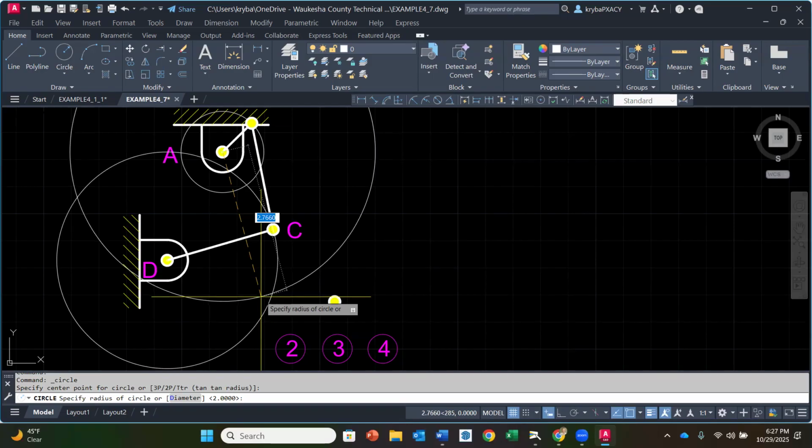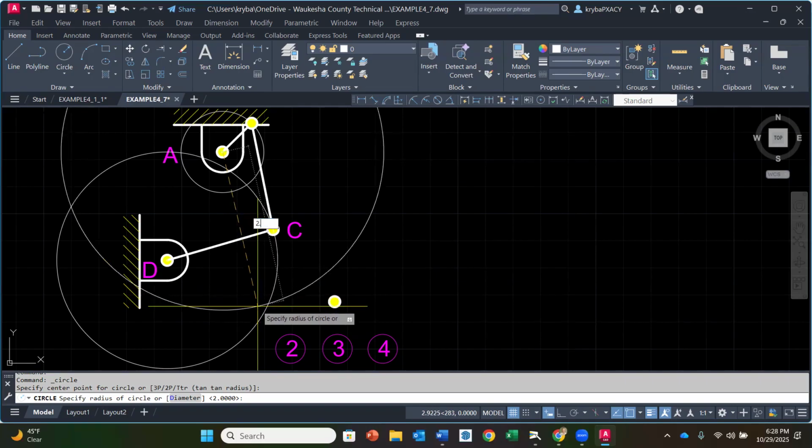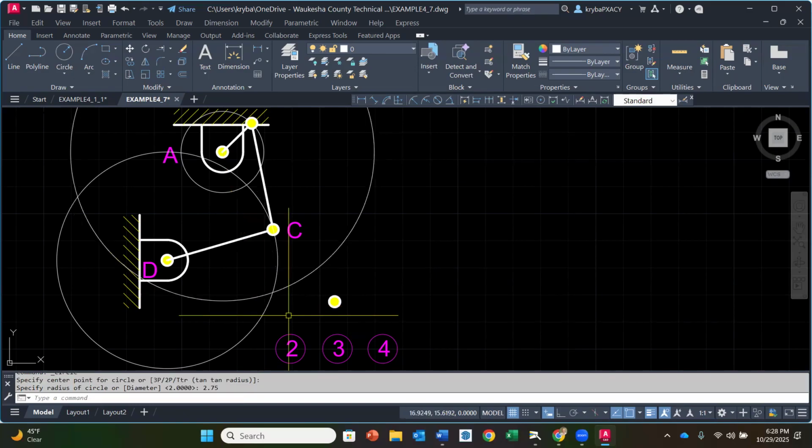0.75. How did you get that, Nia? That sounds right. We're adding the crank and the next link, right? That connecting link, right? So link number 2, the crank, and link number 3, that connecting link. The crank is 0.75. That connecting link is 2 inches. So the radius, yes, is 2.75. So I'm going to enter in 2.75 here.